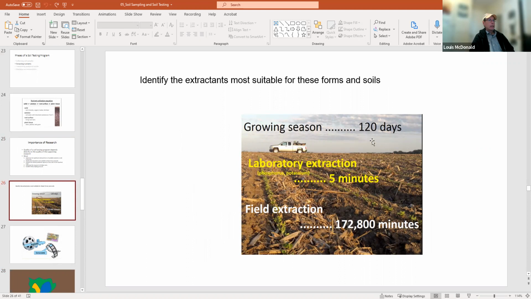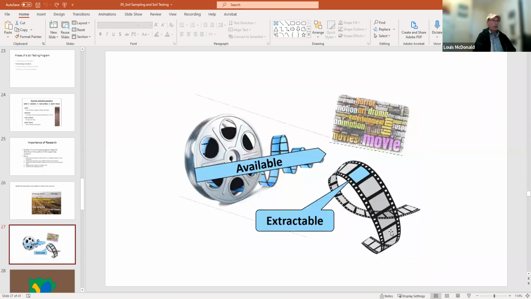So the growing season is, let's say, 120 days, right? The extraction that happens in the laboratory is maybe 5 minutes. The extraction that occurs in the field, 120 days converted to minutes, is 200,000 minutes, give or take, right? So what we're really talking about is, if we think about the growing season as a movie, just one little snippet out of that whole reel of film, right?